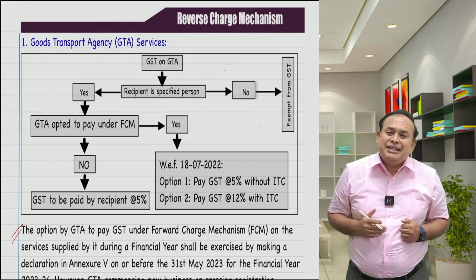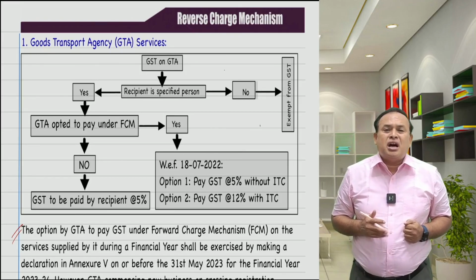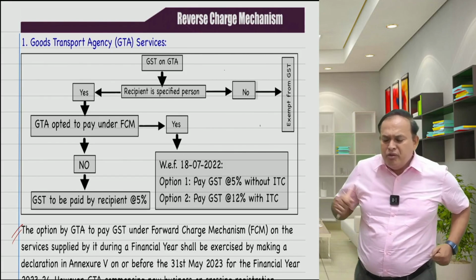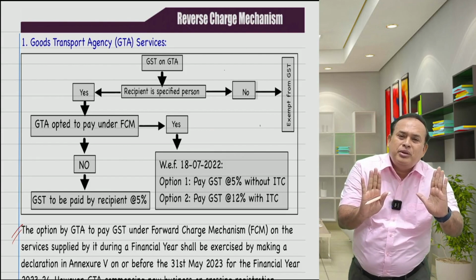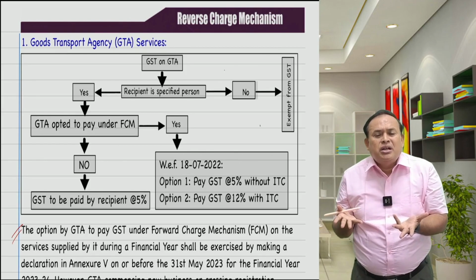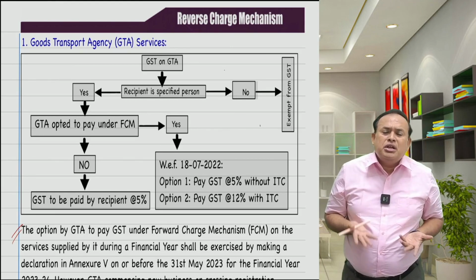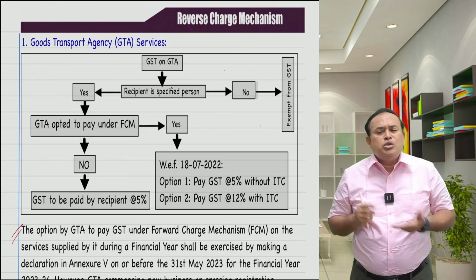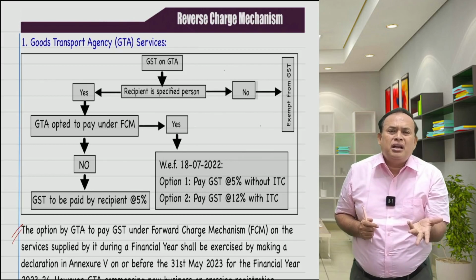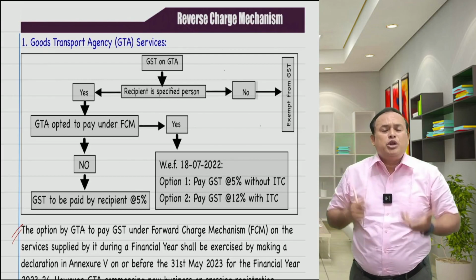Some of the goods transport agencies strongly oppose: "Sir, how can you expect us to pay GST even at 5%? We won't pay, sir." No problem. Who asked you to pay? It is your option to choose forward charge or not. Don't choose. You provide these services to specified persons, the recipient being a registered person under GST law who is liable to pay GST, or a body corporate under GST law, the recipient being liable to pay GST.